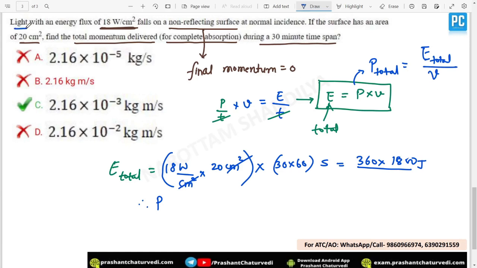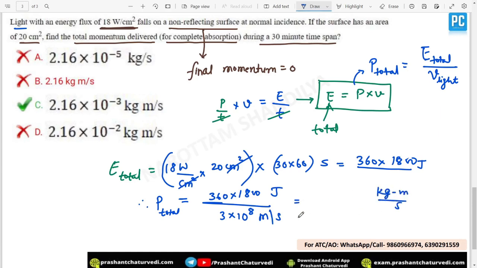Here that particle is light, so we will write the velocity of light. That is very important. So P total will be equal to E total. E total is 360 into 1800, this much joules, divided by the velocity of light, which is 3 into 10 to the power 8 meter per second. So joule second per meter is also kg meter per second. When you calculate, it will become kg meter per second. Very easily you can calculate that.